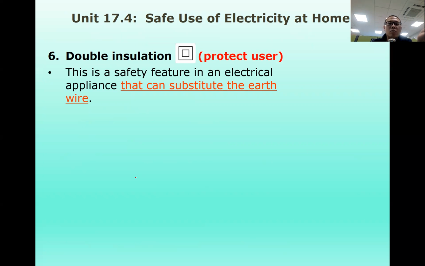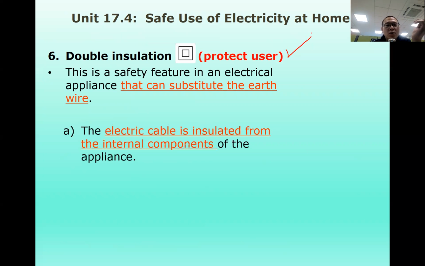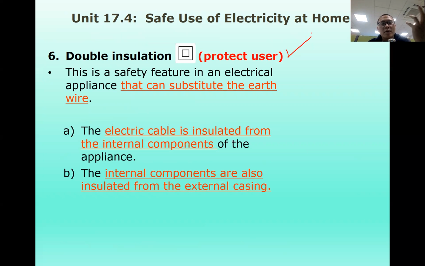One of the ways that we use is double insulation. The idea of double insulation means there are 2 layers of protection. What are the insulations? The first layer is whereby the cables, the live and neutral, are insulated from the internal components. So my heating elements, capacitors, resistors are all individually wrapped with insulator such that they are not in direct contact with the live cable. That's the first line of protection.